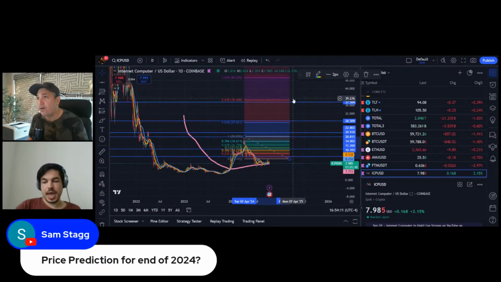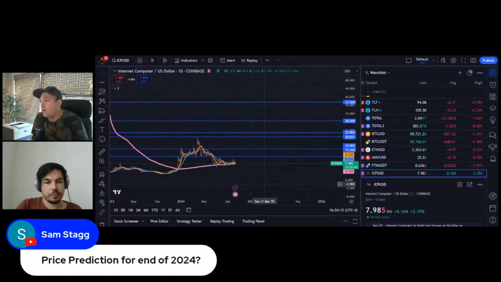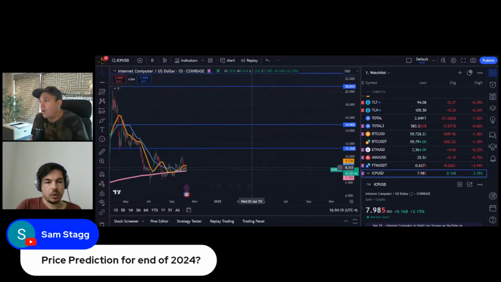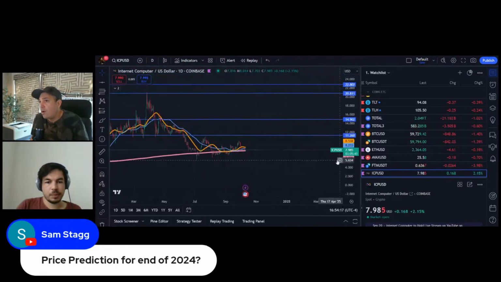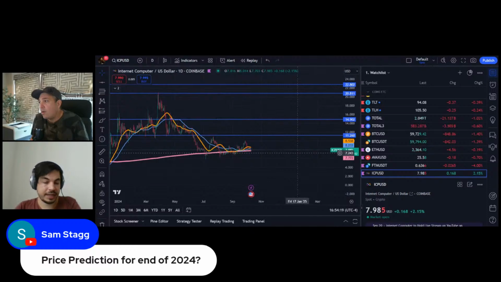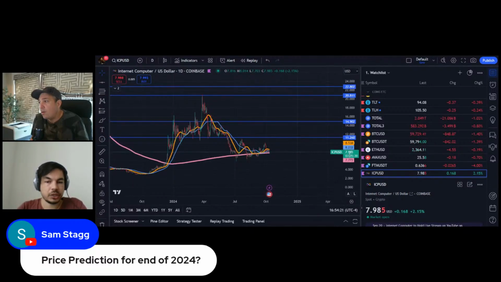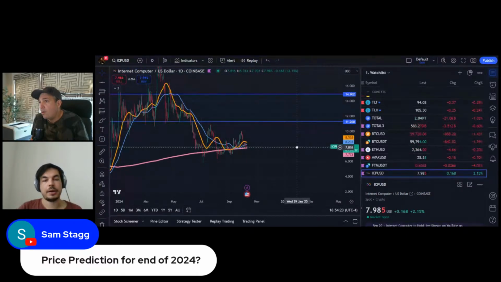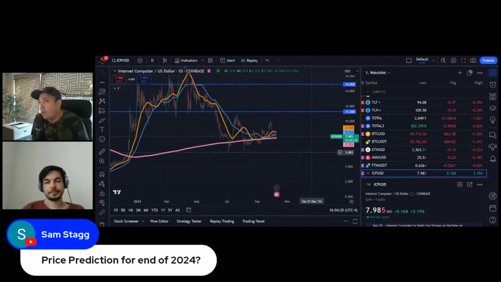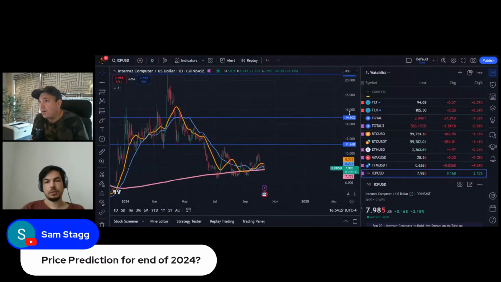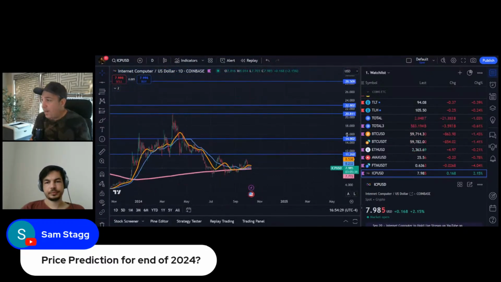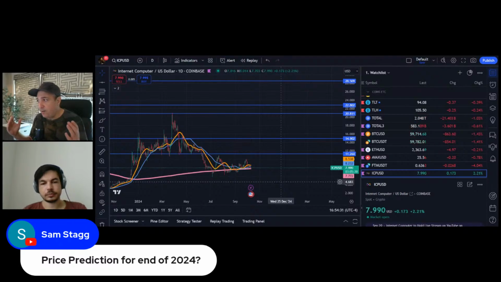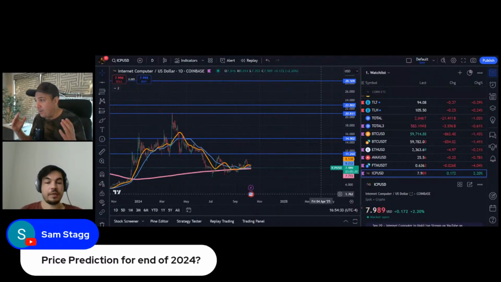It depends on flows as well. If people are like, I need to get short, or too many people are offsides, or sentiment's really negative, like it's a hated rally, then you can see it go a lot higher. Wow. So guys out there holding on to ICP, you could have a lot of upside.